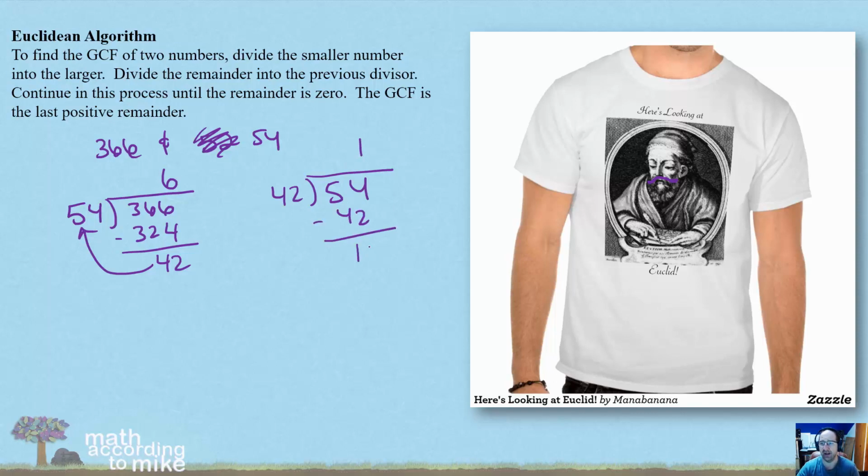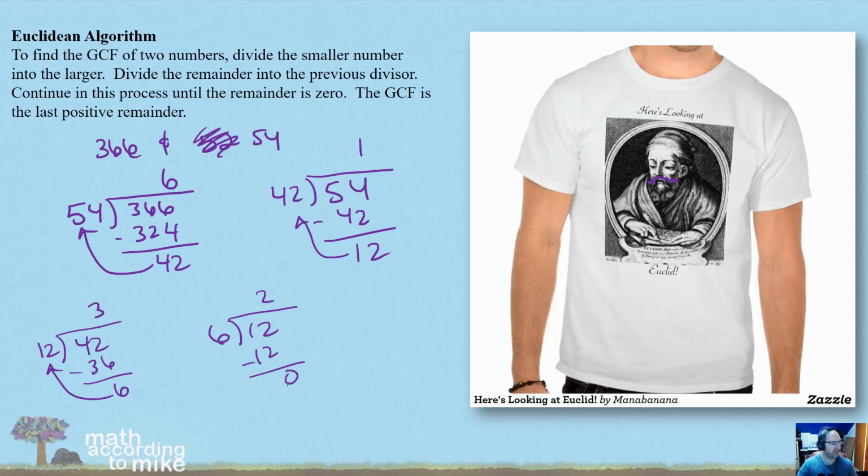Subtract, and we get 12. All right? That's not 0, so we keep going. 12 goes into 42 3 times. 3 times 12 is 36. Subtract, we get 6. That's not 0, so we keep going. 6 into 12 is 2. Remainder 0. That's great, because now that means we are done.